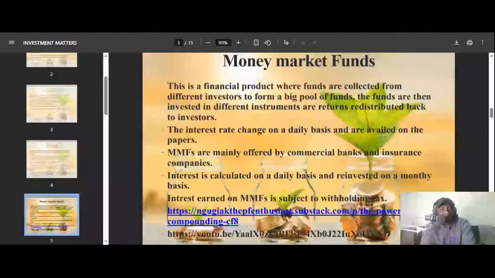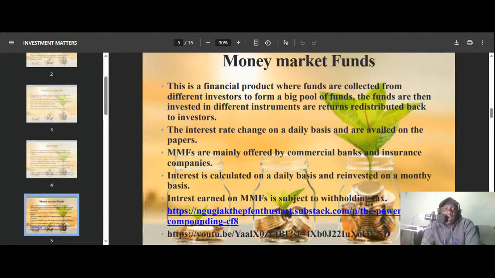Everyone was talking about money market funds. Everyone had a money market fund. I think someone came and presented the money market fund as this cash cow where you get rich overnight. But unfortunately, that is not the case, because this is a financial product where funds are collected from different investors to form a big pool of funds. The funds are then invested in different instruments, and returns are redistributed back to the investors.